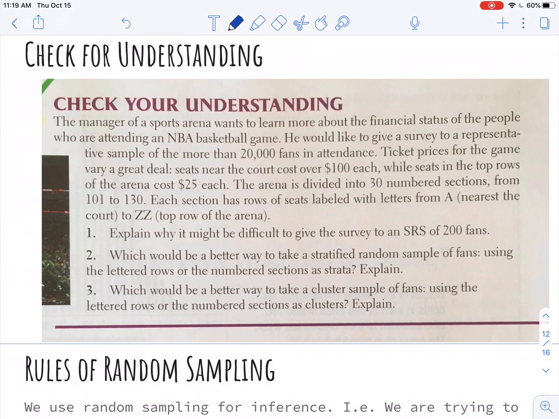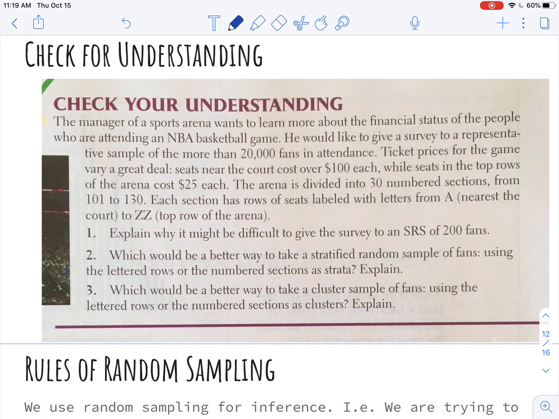All right, so check for understanding. The manager of a sports arena wants to learn more about the financial status of the people who are attending an NBA basketball game. He would like to give a survey to a representative sample of the more than 20,000 fans in attendance. Ticket prices for the game vary a great deal. Seats near the court cost over $100 each, while seats in the top row cost around $25 each. The arena is divided into 30 numbered sections from 101 to 130. Each section has rows of seats labeled with letters A to ZZ.